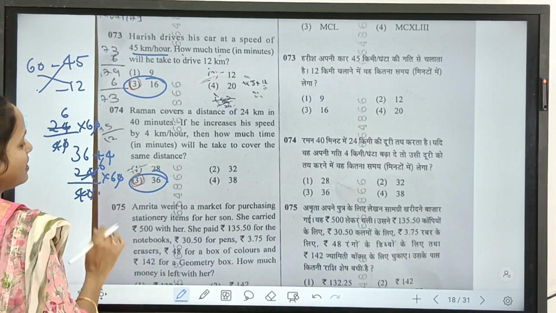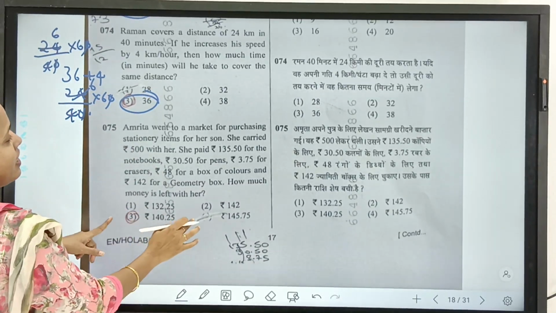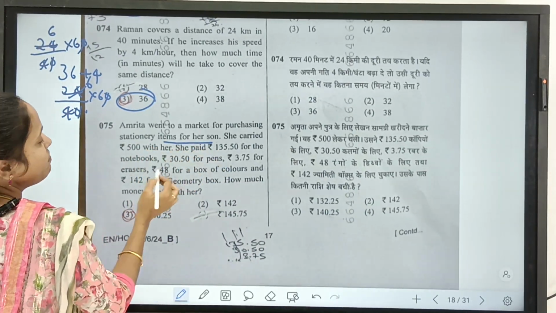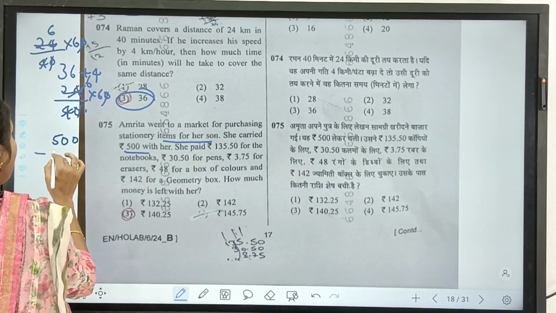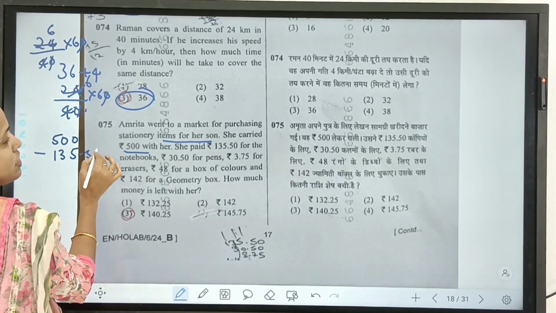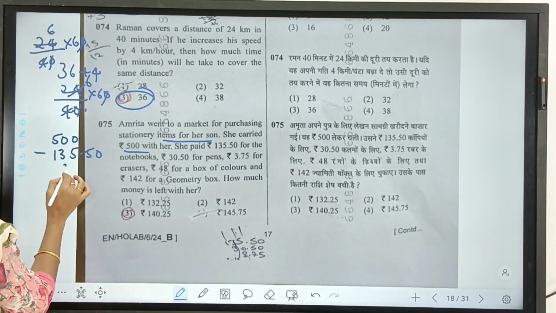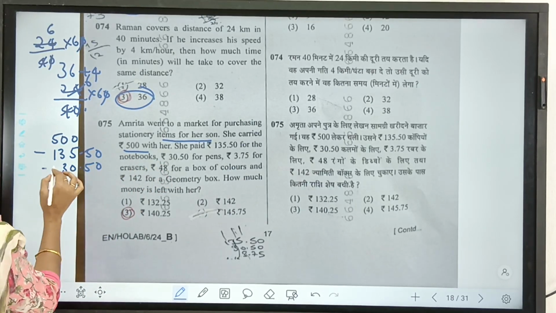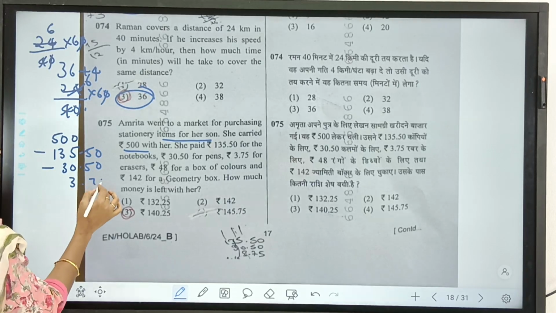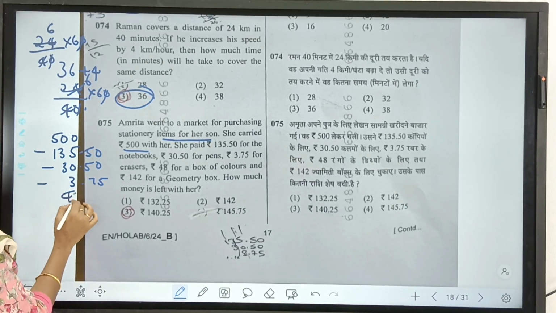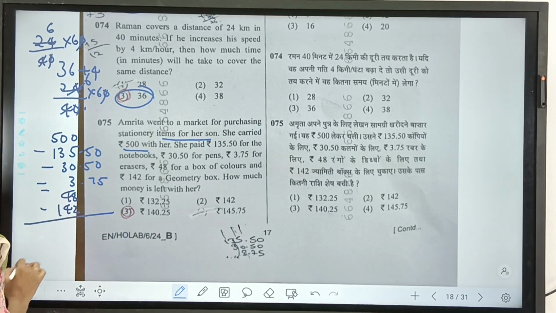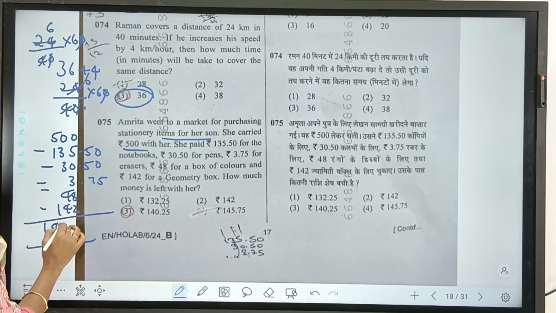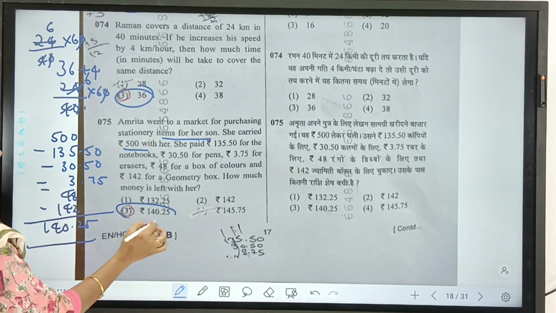6 sixes are 36. And the last question: at the stationery market, purchasing, she first carried 500 rupees. In that 500 rupees, she kept 135.50 for the notebooks, 30.50 for the pens, 3.75 for the erasers, 48 for the box of colors, and 142 for the geometry box. If you do the subtraction, you will get the leftover money.